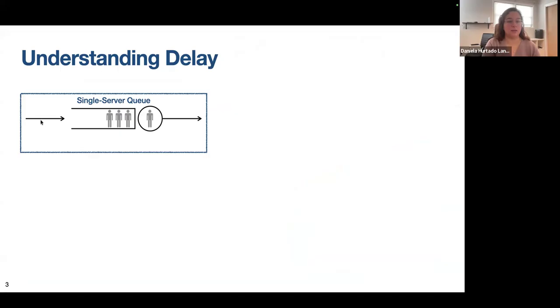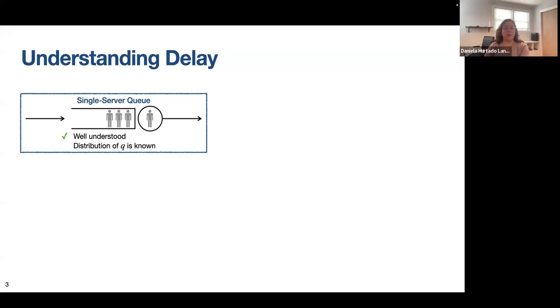This arrow indicates there are jobs arriving. The circle indicates there is a server, and then after being served, they leave. When the server is busy with a customer here, the others wait in line. We're not going to be talking about how we schedule what's the next one to serve, etc. But just to say, this is the simplest system and it's well understood, meaning that the distribution of the queue length in steady state is known.